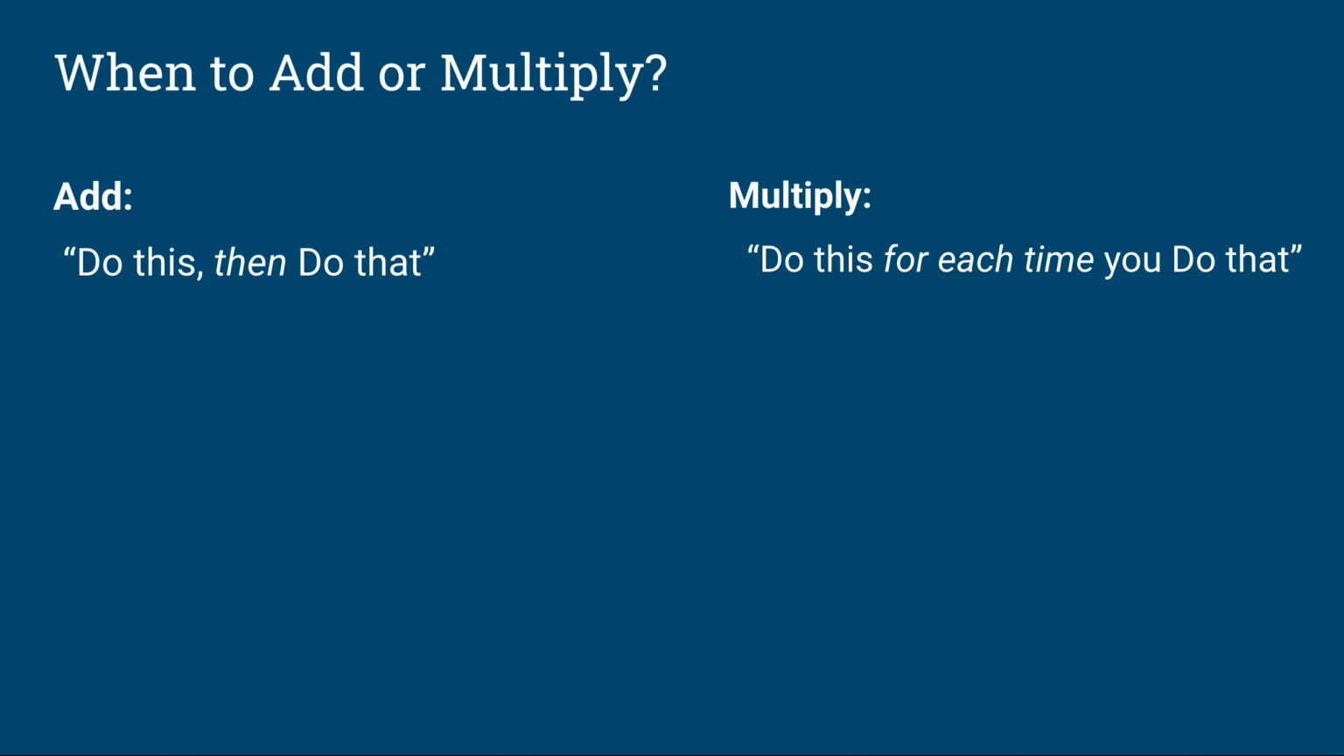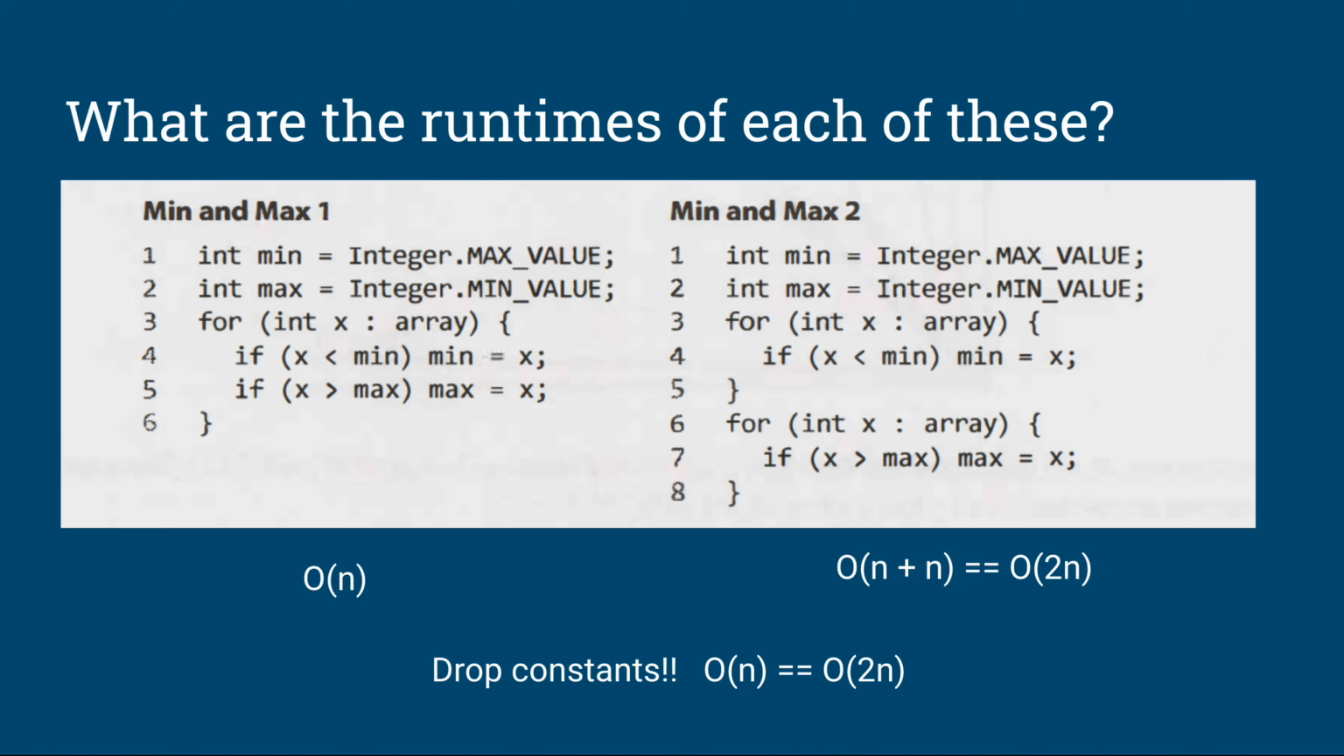Okay. Now, you saw on this past screen that this one on the right is O of n plus O of n. So we want to know, when are we going to add and when are we going to multiply? Like, why wasn't this O of n times n?